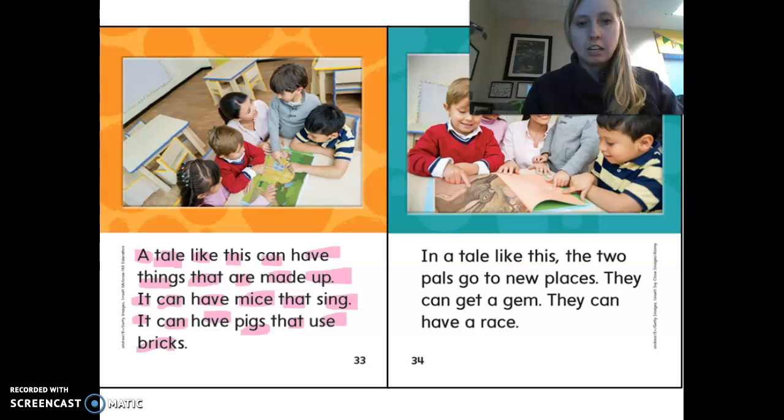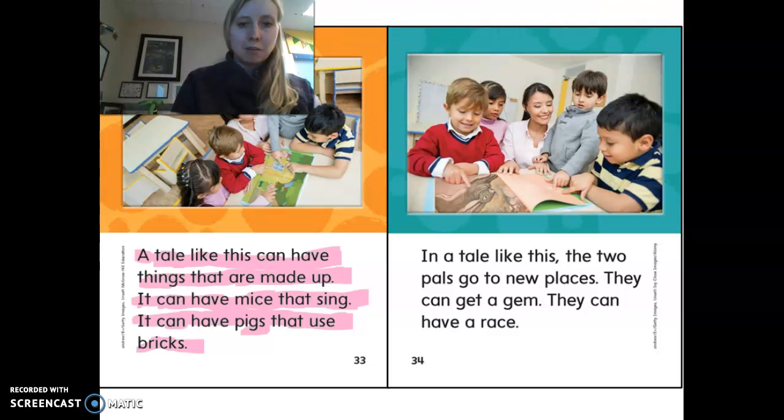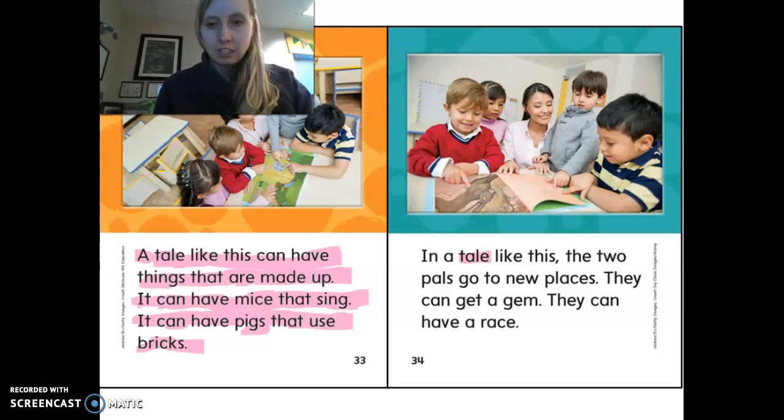Together, a tale like this can have things that are made up. It can have mice that sing. It can have pigs that use bricks. So pigs that use bricks are the three little pigs, right? That's a fairy tale. So here we have tale again. Places. Ooh, a gem. A gem is like a diamond or a ruby. And then race, we have CPC. So your turn first.